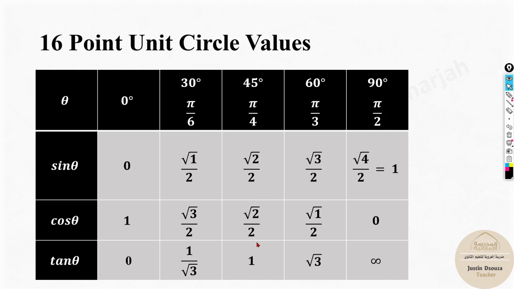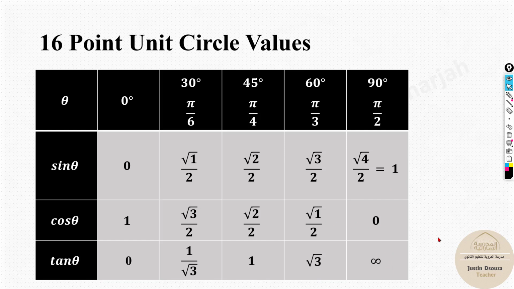Now this 2 root 2 by 2 root 2, it's 1 itself. Now what is this? Root 3 divided by root 1, because this 2 and 2 cancels off anyway. It'll be 1 divided by 1, so just write root 3. And what about 1 divided by 0? It's infinity. So you'll have an asymptote over there.